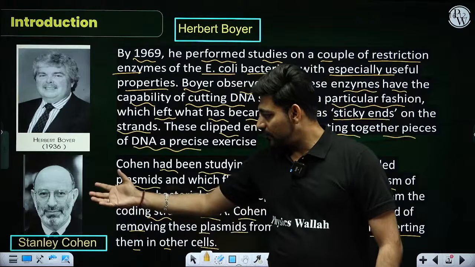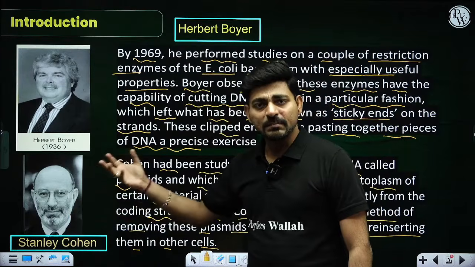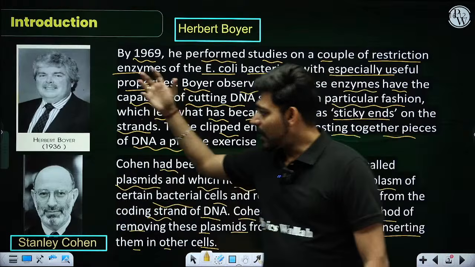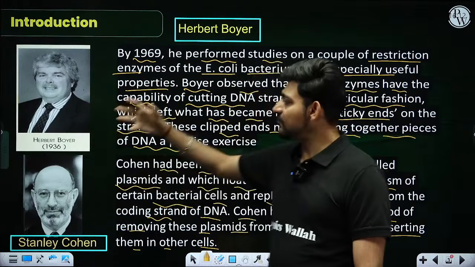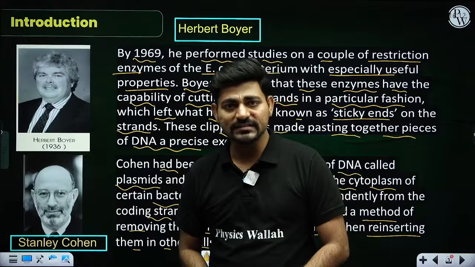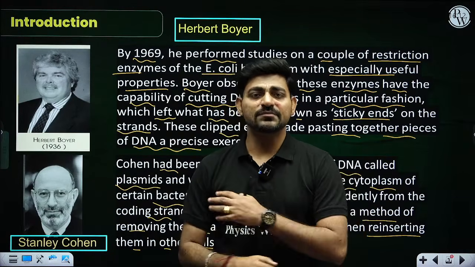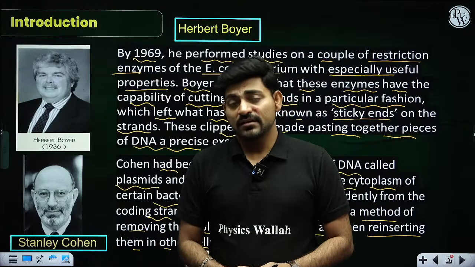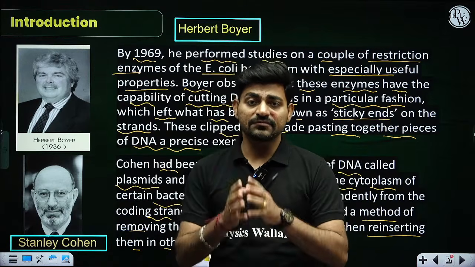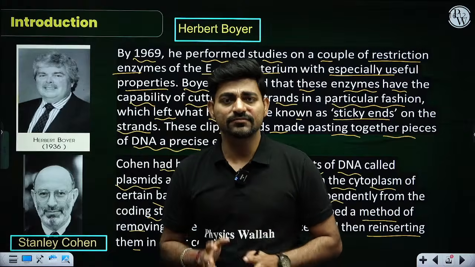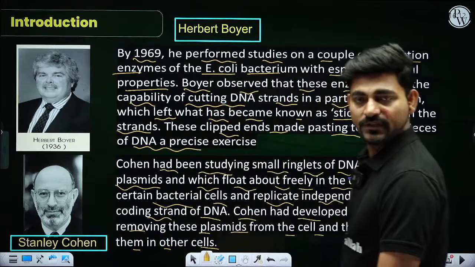So Stanley Cohen was the master of plasmids. Herbert Boyer was the master of restriction endonuclease enzyme. And when they came together, they built something amazing. They built the first example, the first recombinant DNA for us.